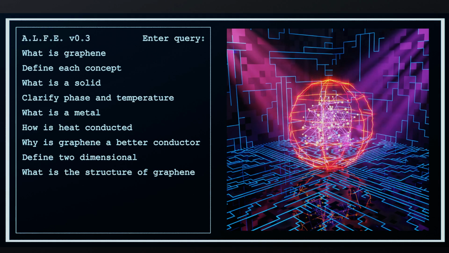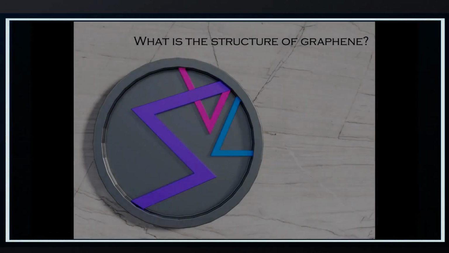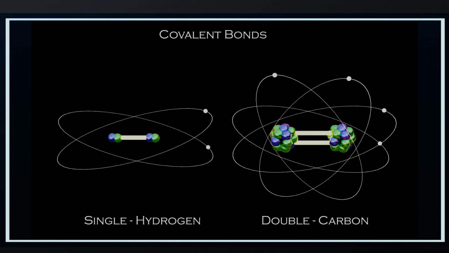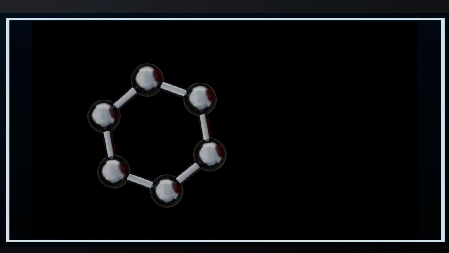Allow me to demonstrate. Graphene is comprised of the element carbon, which has 6 protons and electrons. The carbon atoms form the strongest type of bond. In this covalent bond, the electrons are shared equally. However, in graphene, carbon has a double covalent bond, making it even stronger. With these bonds, the atoms form a 6-sided hexagon. These hexagons are further linked together to form a honeycomb structure.